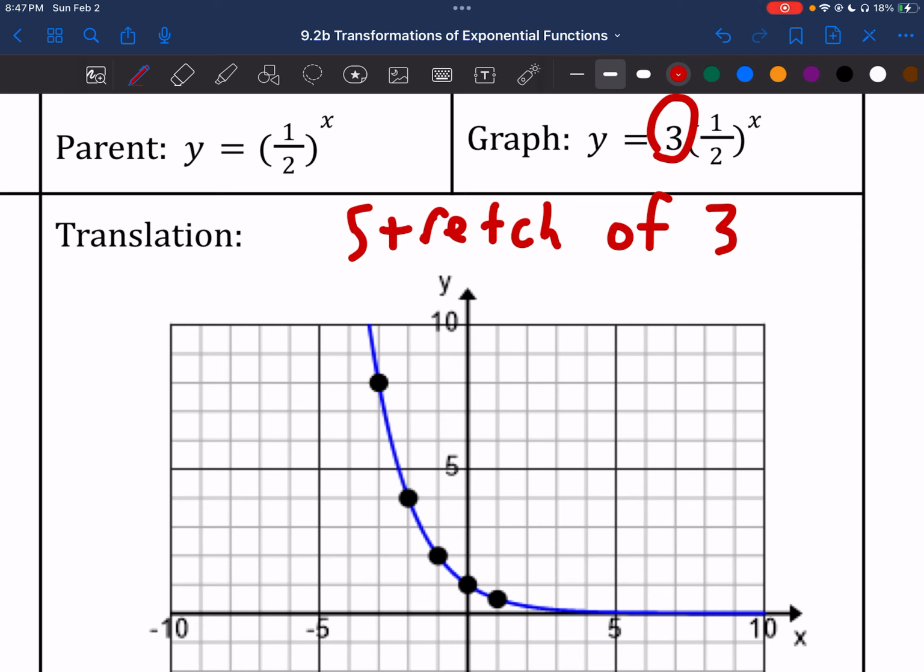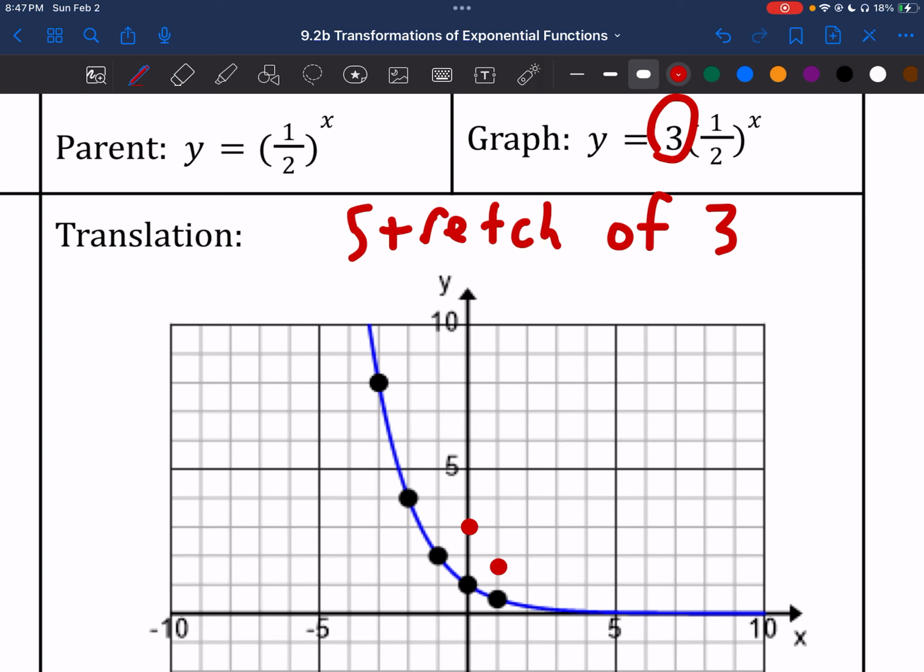So if we do x to the first power, 1/2 to the first power is 1/2. 1/2 times 3 is 3/2, so that's right here in between 1 and 2. Okay. 1/2 to the 0 power is 1, times 3 is 3.